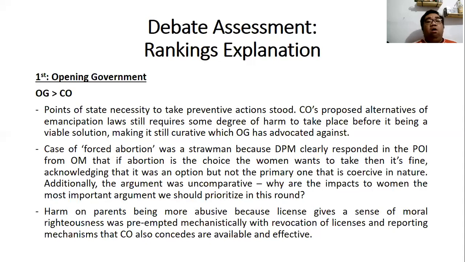Finally, which is on the harms of parents being more abusive because license gives a sense of moral righteousness. This is the second extension that closing opposition talked about. This was preempted mechanistically quite well by opening government when they talked about, with licenses, there is also revocation, if you do not fulfill the standards and conditions of carrying that license. You also have reporting mechanisms, and these are also mechanisms that closing opposition concedes that are available and also effective.